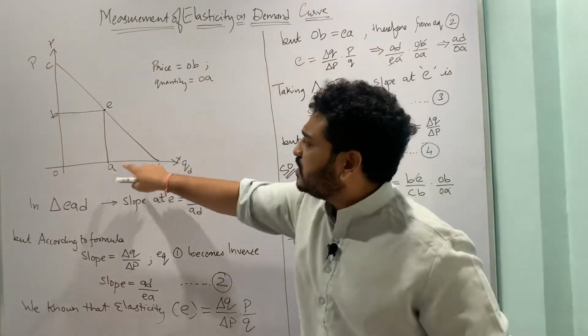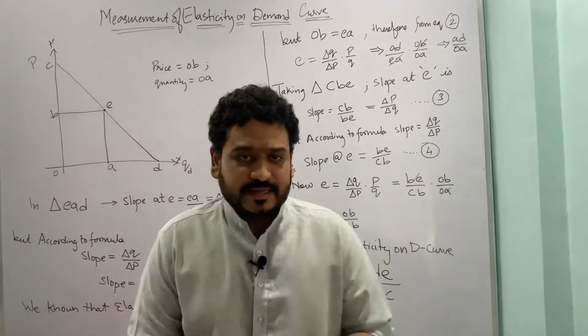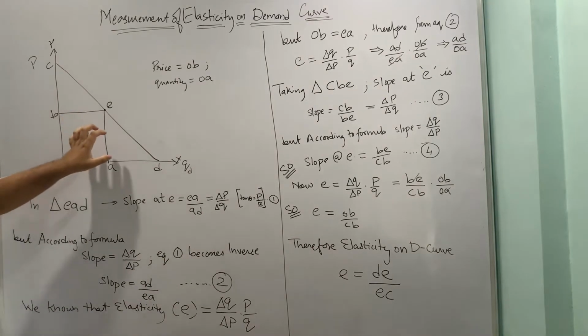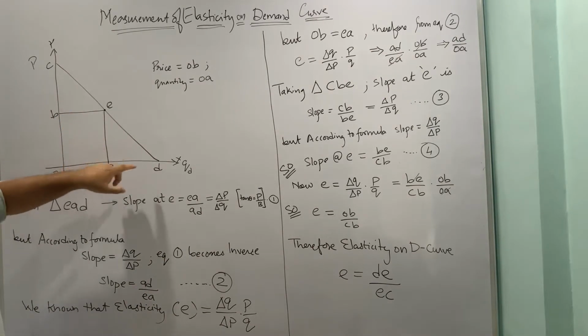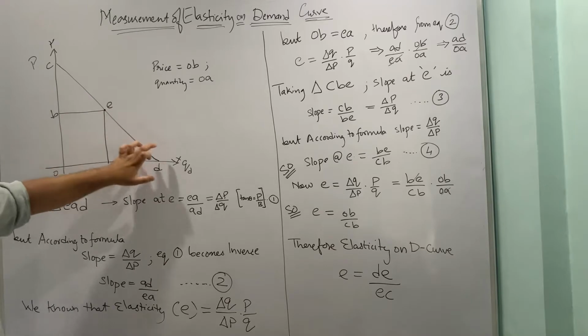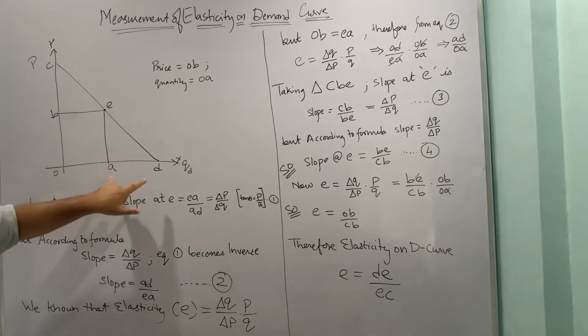So, let us first consider the triangle EAD. I hope you remember from your class 10th that if it is a right angle triangle, it has a hypotenuse, perpendicular and base. So, here the distance for the hypotenuse is ED, for the perpendicular the distance is EA and the base is equal to AD.